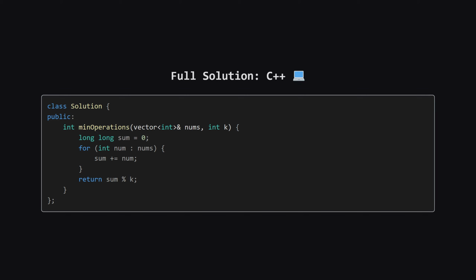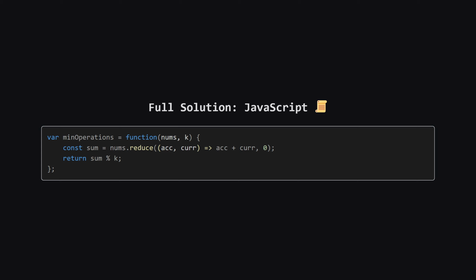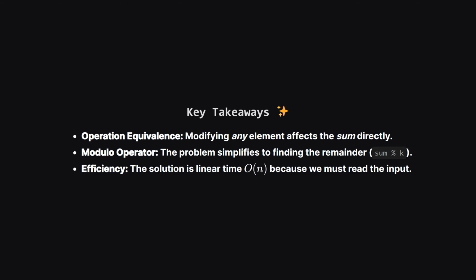Based on our example, the intuition is pretty direct. We have a total sum. We want to reduce it until it's a multiple of k. The amount we need to remove is simply the remainder when we divide the sum by k. In programming terms, this is just the sum modulo k. That remainder represents exactly how many -1 operations we need to perform to strip away the excess and leave a number divisible by k.